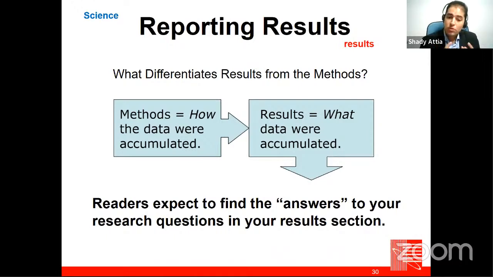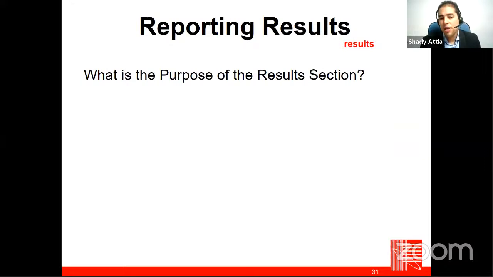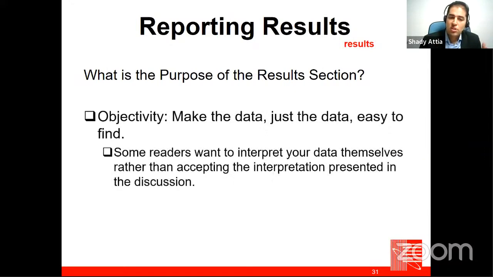So readers expect to find the answers to your research question in your results section. So it's very important that the results section is factual, tangible, objective, and quantified. Most of your figures, most probably, and tables will be in this place. And you have to check what is the purpose of the results section. Simply, it is to be objective. So make the data, just the data, easy to find.